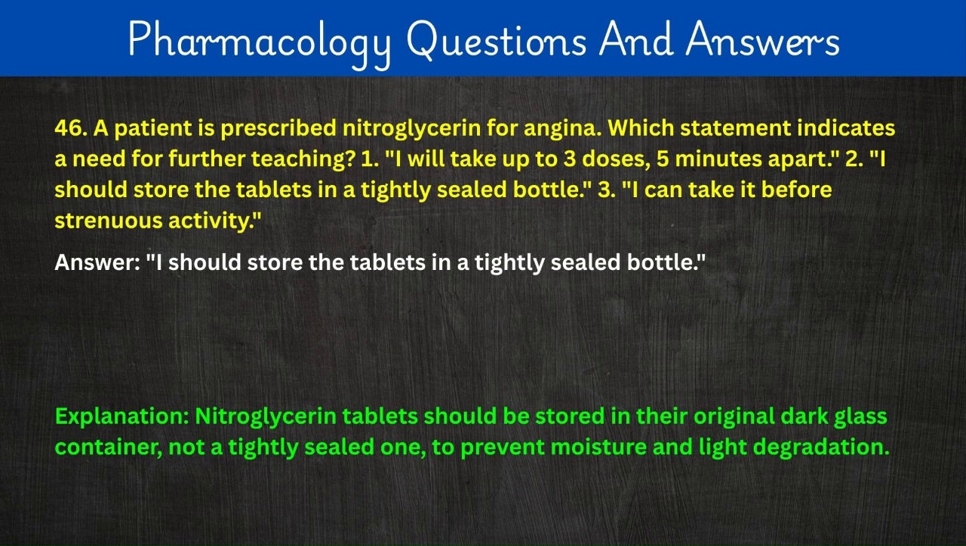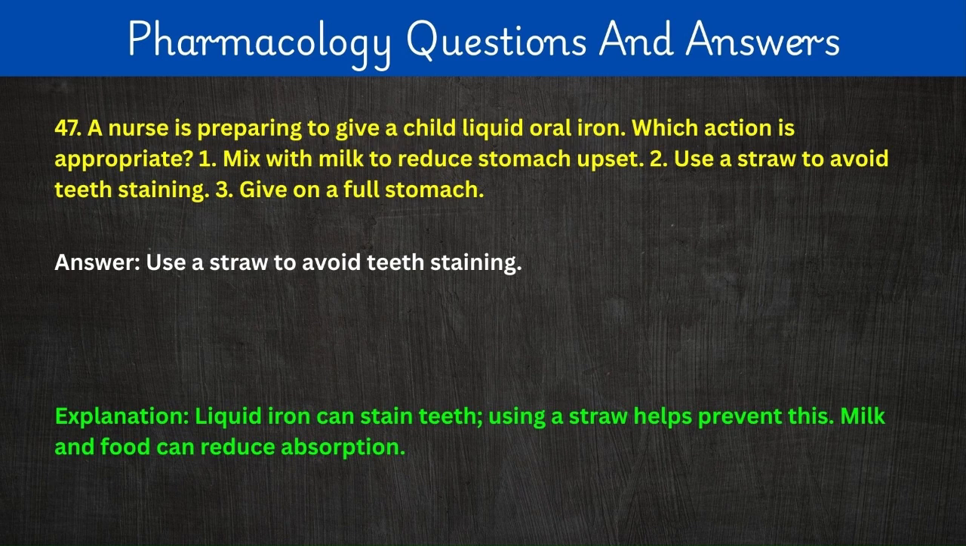46. A patient is prescribed nitroglycerin for angina. Which statement indicates a need for further teaching? 1. I will take up to 3 doses, 5 minutes apart. 2. I should store the tablets in a tightly sealed bottle. 3. I can take it before strenuous activity. Answer: I should store the tablets in a tightly sealed bottle. Explanation: nitroglycerin tablets should be stored in their original dark glass container, not a tightly sealed one, to prevent moisture and light degradation.